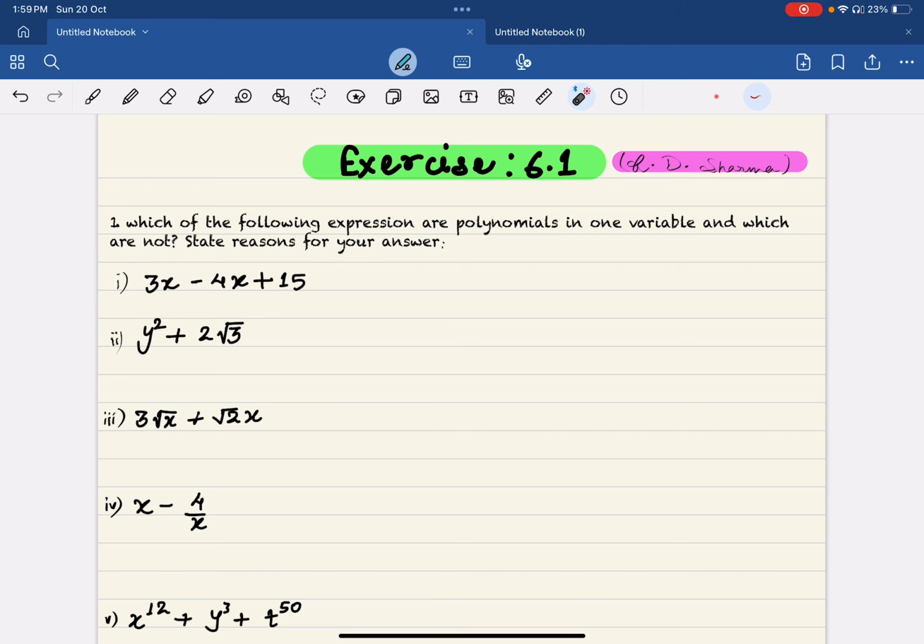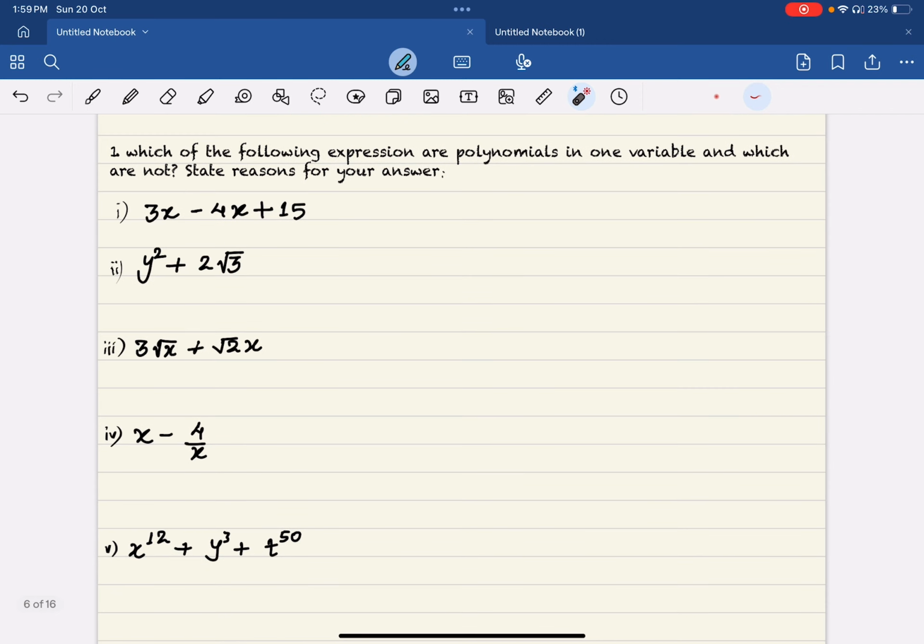In this expression, the variable has power as a whole number. So we can say this is a polynomial, and the reason is the variable has power as a whole number. So this is a polynomial. In the second expression, the variable has power as a whole number. Okay, so this is also a polynomial, and the reason is the variable has power as a whole number.